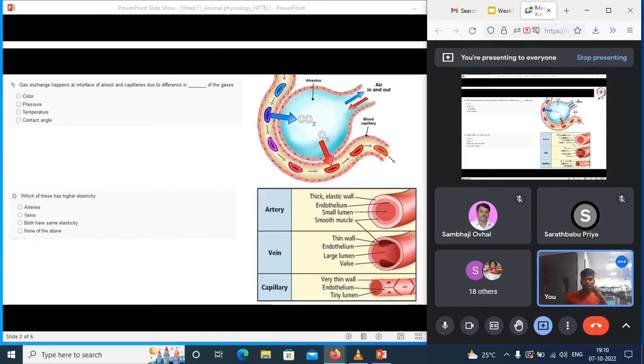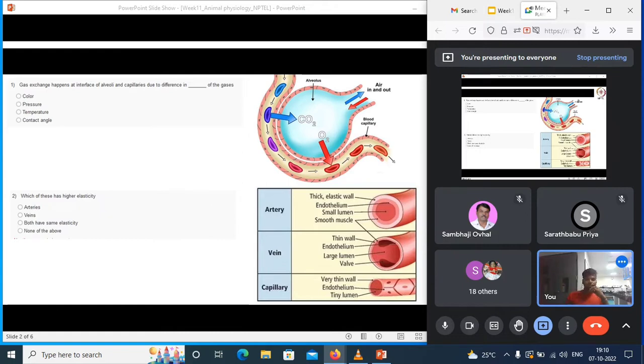Similarly here, pressure will be the right answer, because there will be a difference in the pressure of oxygen. First of all there is an osmotic gradient. Pressure will be the answer, but there is an osmotic gradient created between the alveolar wall and capillaries, and after that the blood flow occurs in such a way that there is a difference in the pressure of gases.